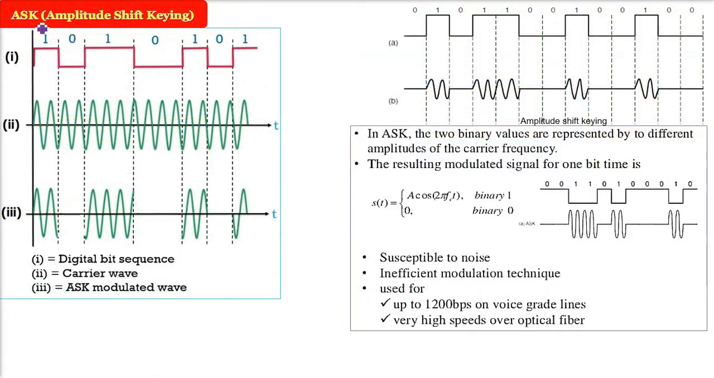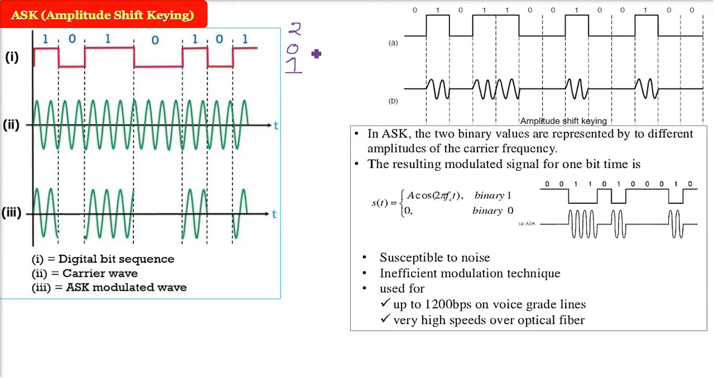ASK or amplitude shift keying. Here, in this way of digital modulation, two binary values are represented, that is may be 0 or 1, they are represented by different amplitudes of the carrier frequencies.